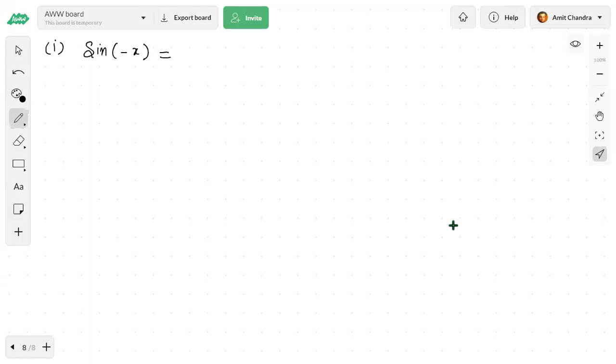So first is sine of minus x. What is the value of sine of minus x? Sine is an odd function, so sine of minus x will be equal to minus of sine x. Very good. Sine of minus x is equal to minus sine x, or sine of minus theta is equal to minus sine theta, because sine is an odd function, right? This we have already seen. Sine x is an odd function.